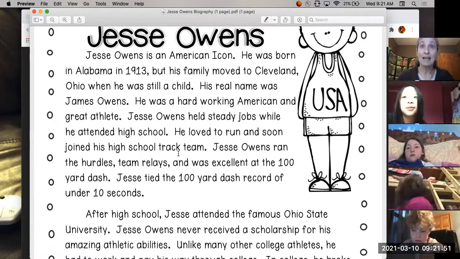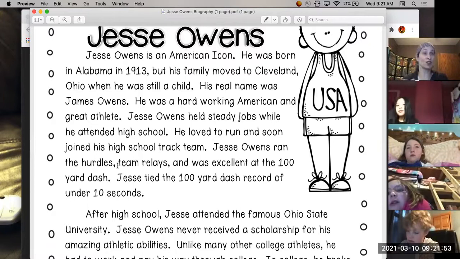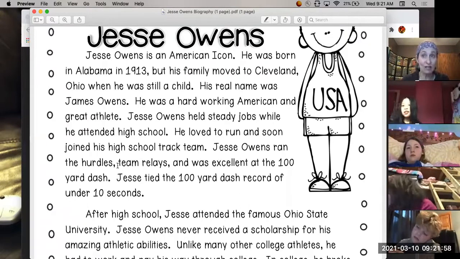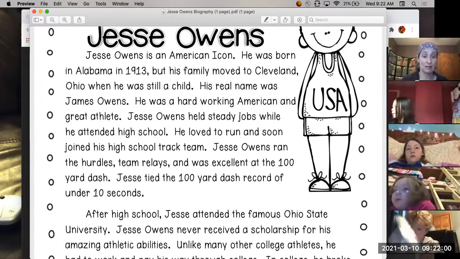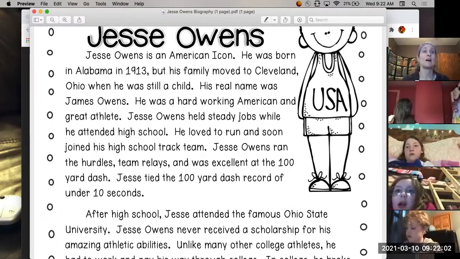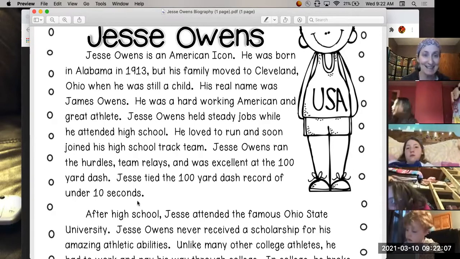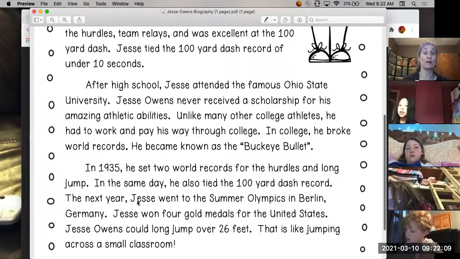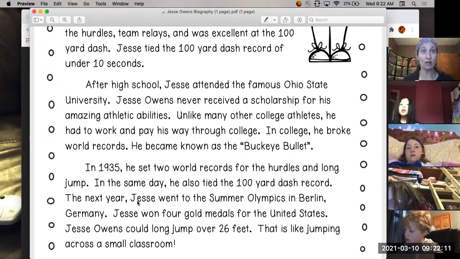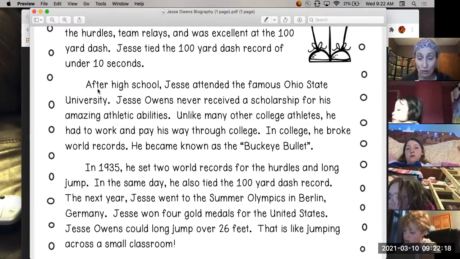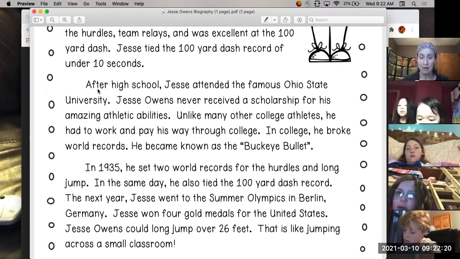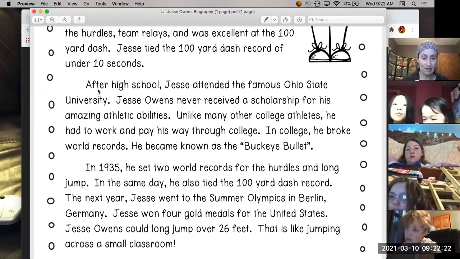Yes, high school track team. Jesse Owens ran the hurdles, team relays, and was excellent at the 100-yard dash. Jesse tied the 100-yard dash record under 10 seconds. So now, one thing about when authors tell information in order, it's from the past to the present, okay? So who wants to read about his high school career? So now we're moving into his high school career. Nuku.